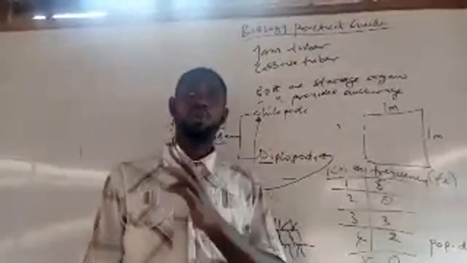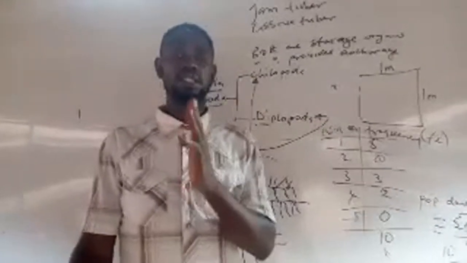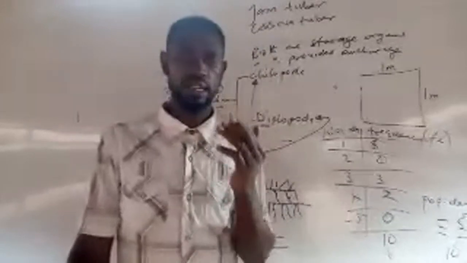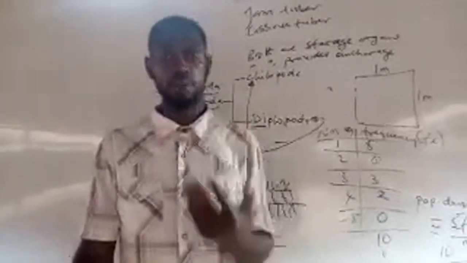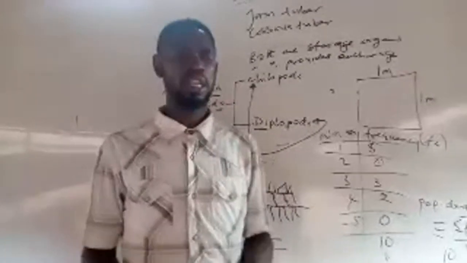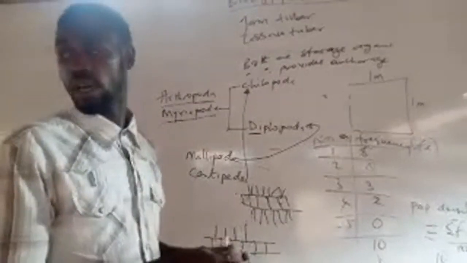So we have number one. Grasshopper, being an insect, has three body divisions. These three body divisions are actually the head, the thorax, and the abdomen. That is for the grasshopper. Then spider has only two body divisions, cephalothorax and abdomen.